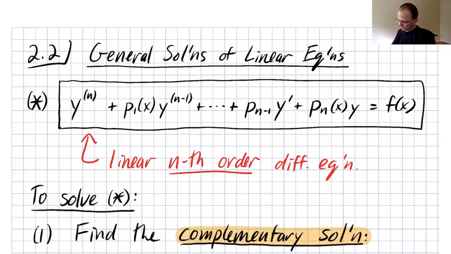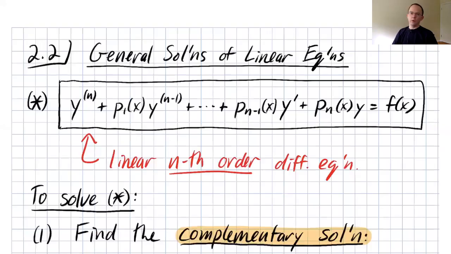So a general linear equation in this, oh, I just noticed a slight typo. Let me just fix that. Okay, fixed. I was just missing this f of x term here.